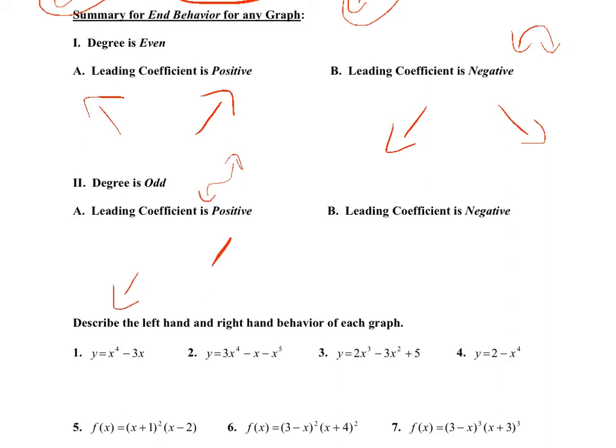It goes down to the left, it goes up to the right. Then when the leading coefficient is negative, now it looks like this. It flips over the x-axis, so to the left it goes up, to the right it goes down. Very, very simple. I don't even need to graph these.